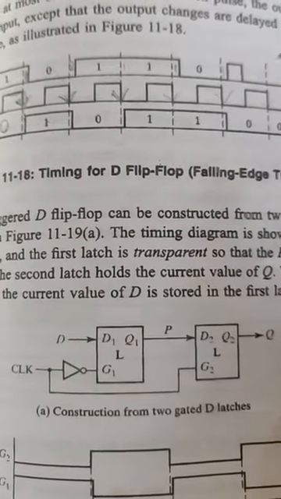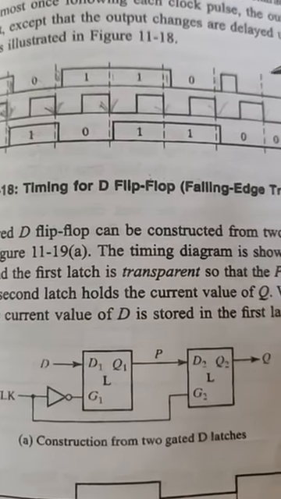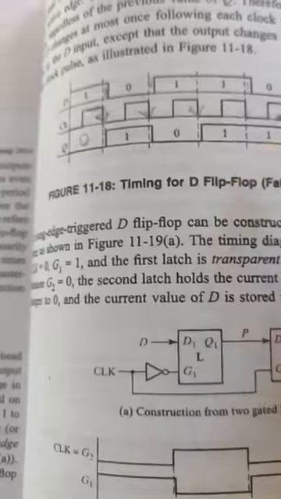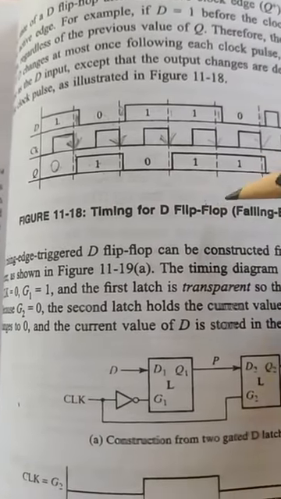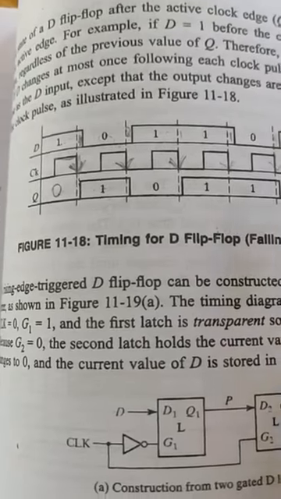So the change of state occurs during the falling edge, and it is negative edge triggered. So this is what is called a timing diagram of a D flip-flop, which changes its state during the negative edge trigger.